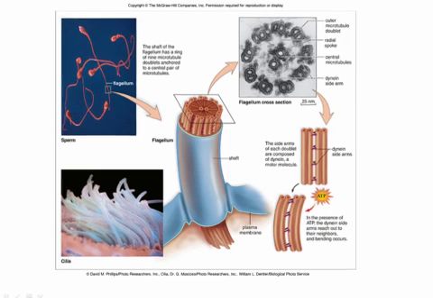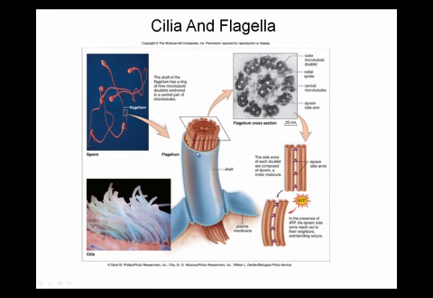Both cilia and flagella are made of microtubules, and then between these microtubules, we have some of these molecular motors. They walk back and forth along the microtubule, and that causes the swaying or the whip-like action of either the cilia or the flagella.